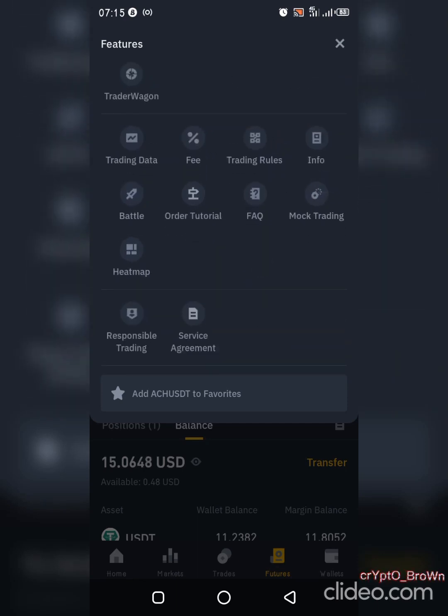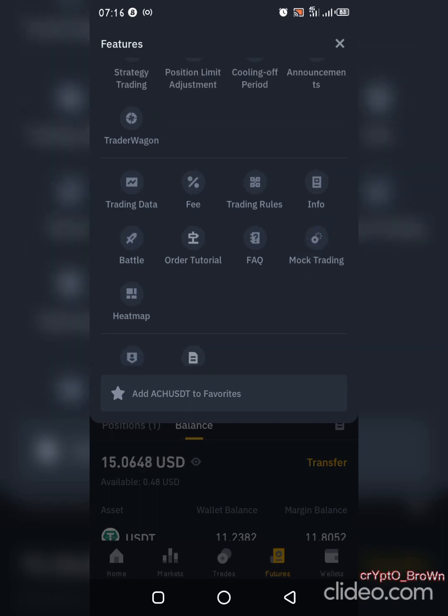If you use the mock trading, it gives you the chance to be familiar with futures trading. That way you don't blow your account. So when you are familiar with futures trading, before you come and do live trading, before you invest actual money. The mock trading is like paper trading.